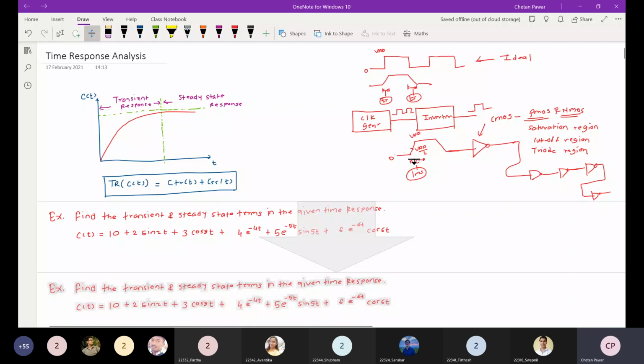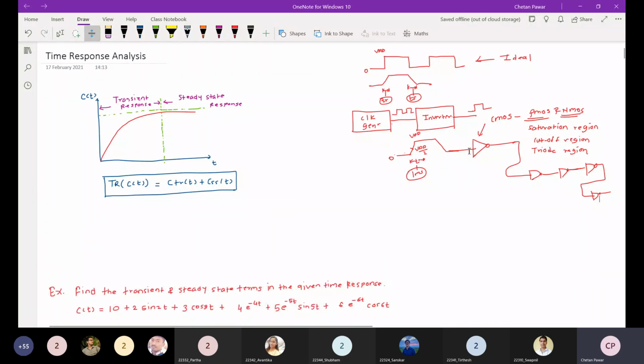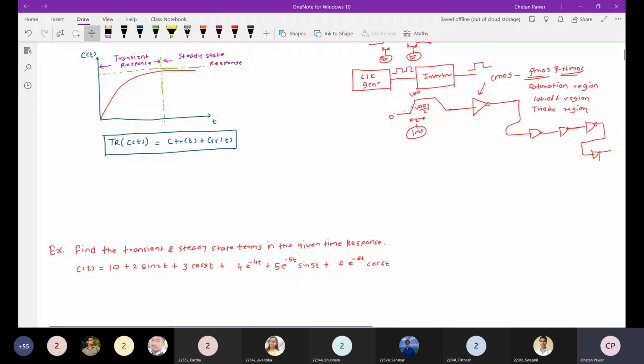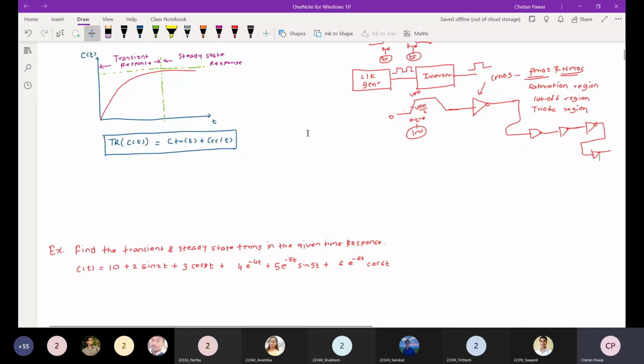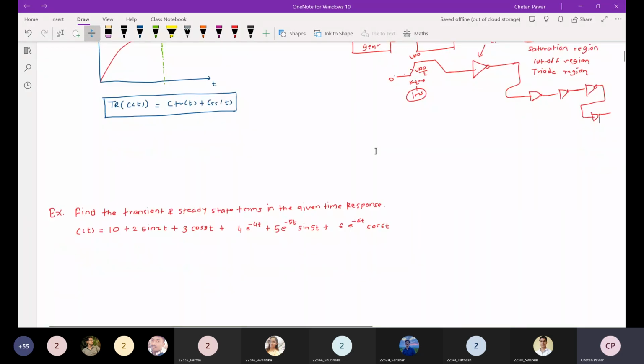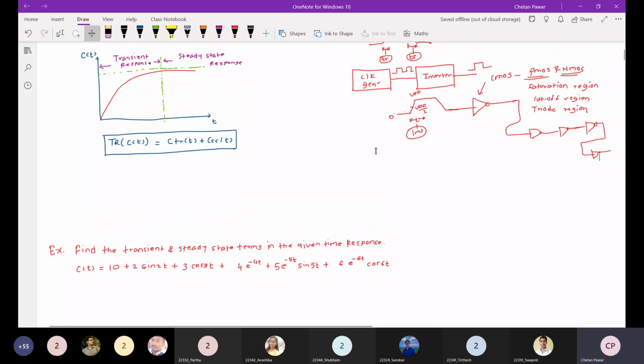Similarly, this rise time and fall time also affect the power dissipation of the chip, because the transistor gets switched between different regions: saturation, cutoff, triode. If you study that, you will understand. I just wanted to give you an example here. So, first, the transient response.